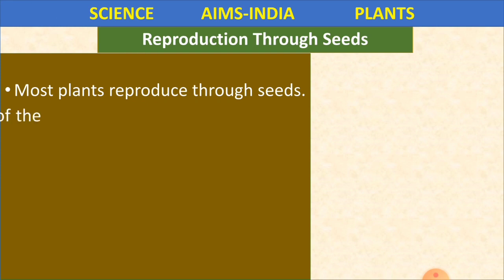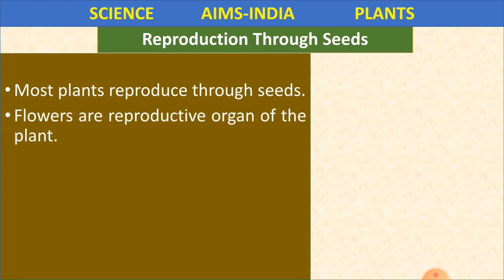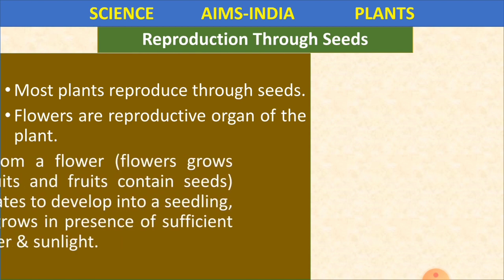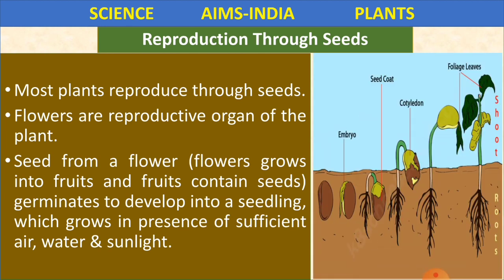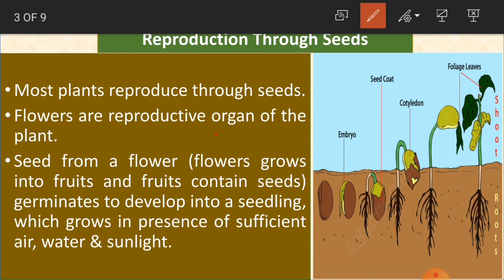Now most plants reproduce through seeds. Most of the plants, as we know, get reproduction through seeds. Okay, when we sow a seed, we'll get another new plant. And flowers are the reproductive organ of the plant. Then what is the reproductive organ, children, here? Flower. Okay, from flowers we will be getting seeds. So that is why we say flowers are the reproductive organ of the plant.